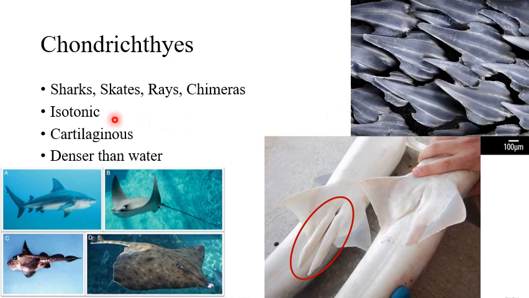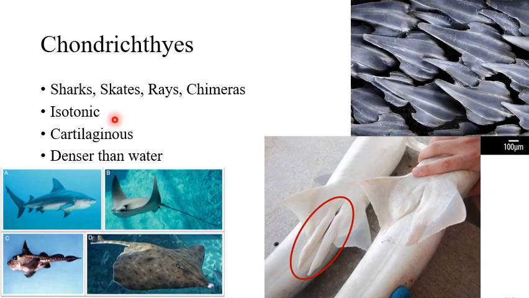They're isotonic to their environment, which is really strange, which means they don't have to osmoregulate, right? They're not gaining or losing any water or ions, okay? But that also means that they can't be found in fresh water. They're denser than water, so if they're not moving forward, they will sink. So that's why a shark has to keep swimming, okay?